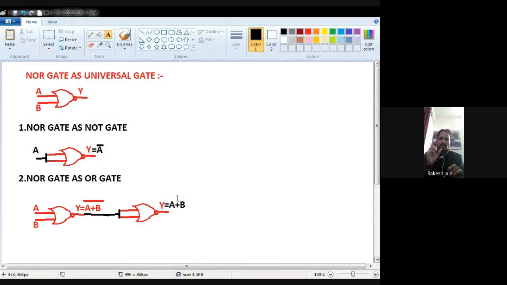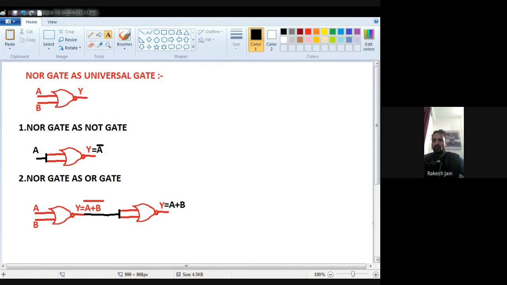It means by using two NOR gates, in which the first NOR gate is a simple NOR gate and the second NOR gate is a NOR gate as a NOT gate, then by connecting these two we will find an OR gate output. So by connecting two NOR gates in this manner we can realize an OR gate.